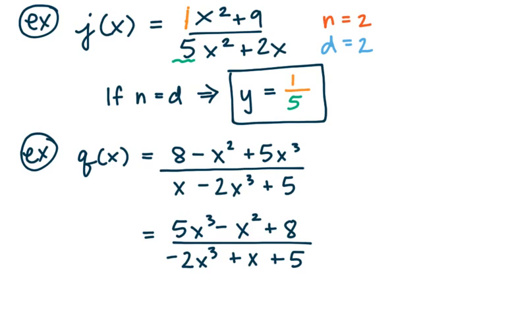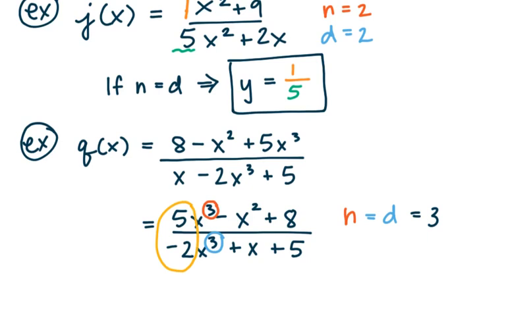x plus 5. And so what you'll notice here is that the degree in the numerator and the degree in the denominator are the same. N and D both equal 3. N is equal to D, which is equal to that value 3. And if the degree in the numerator is equal to the degree in the denominator, then we set this up. This is going to be y equals the ratio of those leading coefficients. So we'd have y equals 5 over negative 2.